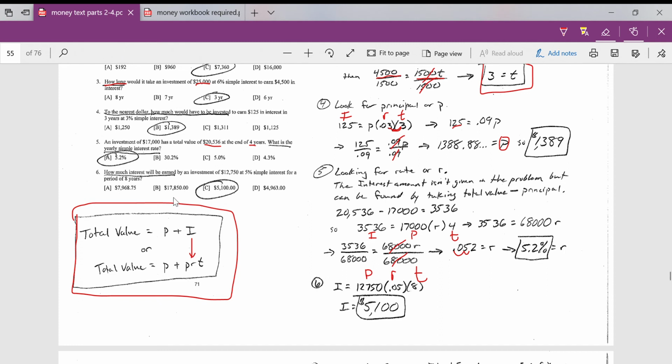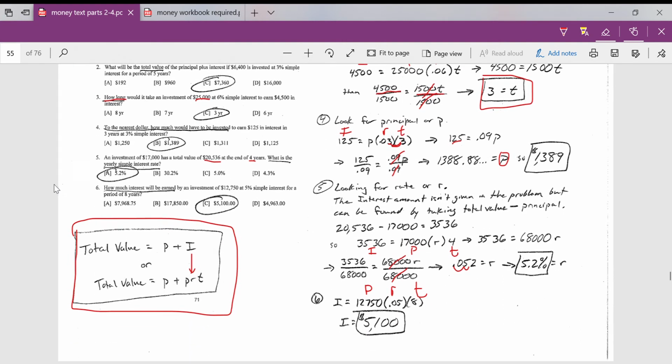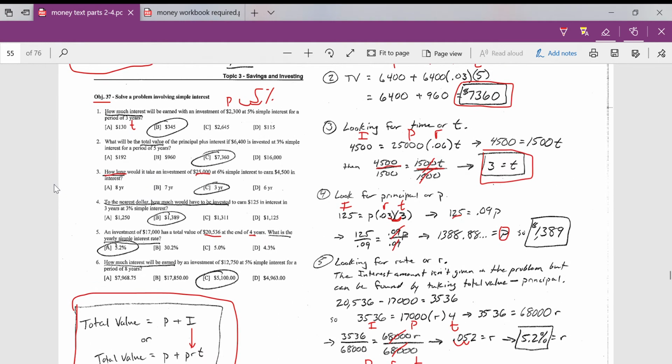Okay, this is a video for Objective 38 in your money textbook. So if you don't have your money textbook, hit pause, go grab your money textbook. Our last video was on Objective 37, which was here. I still have the writing on it where we left off.